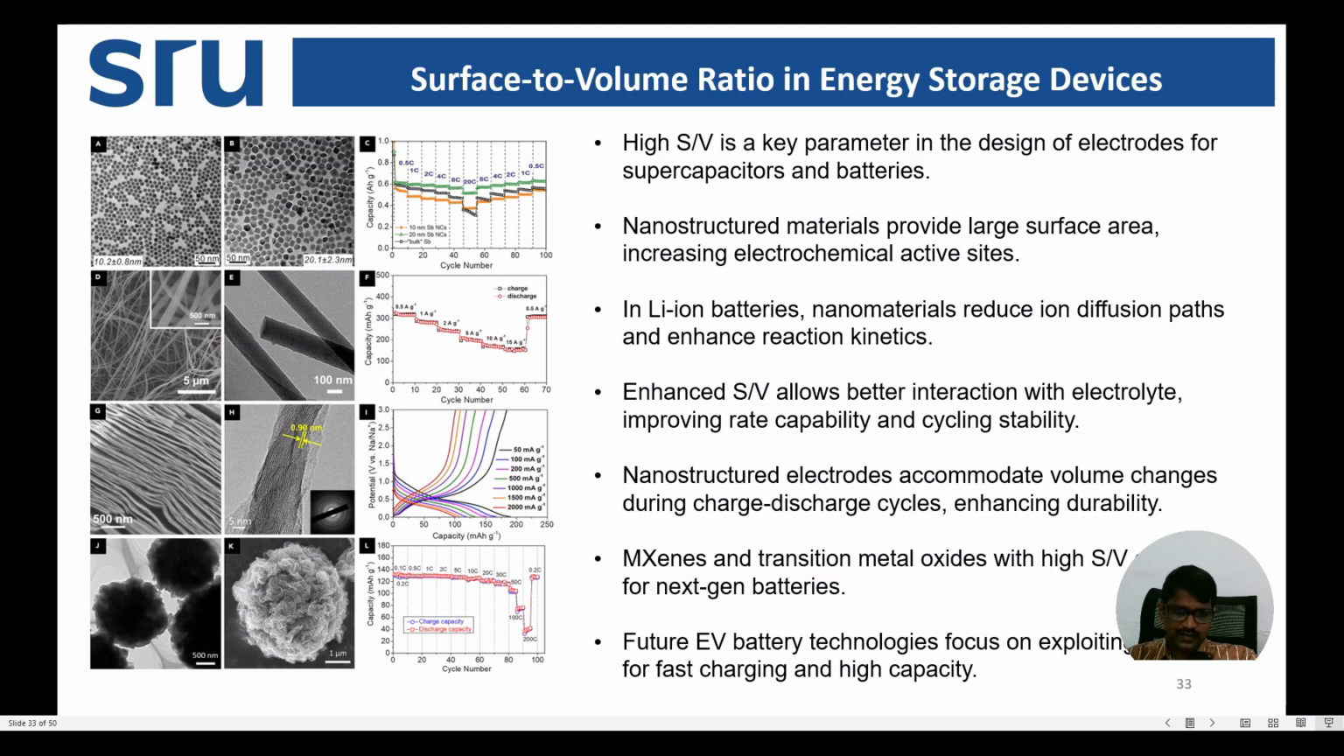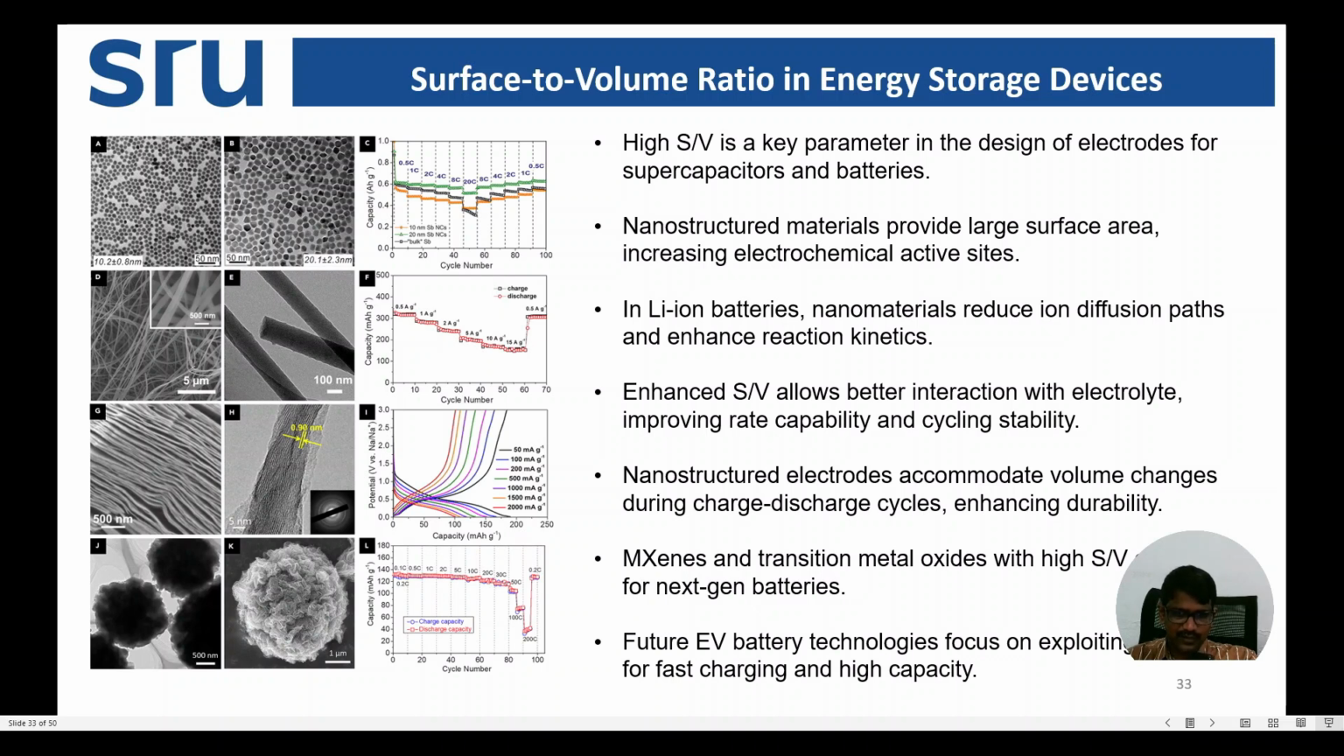Okay. Next, I told you this is MXene. So MXenes and transition metal oxides with high surface to volume ratio are studied for next generation batteries. At present, MXenes are hot topics. MXene is a two-dimensional material, made of layers stacked one on top of another. These materials are a hot topic in many fields, in particular the energy field.